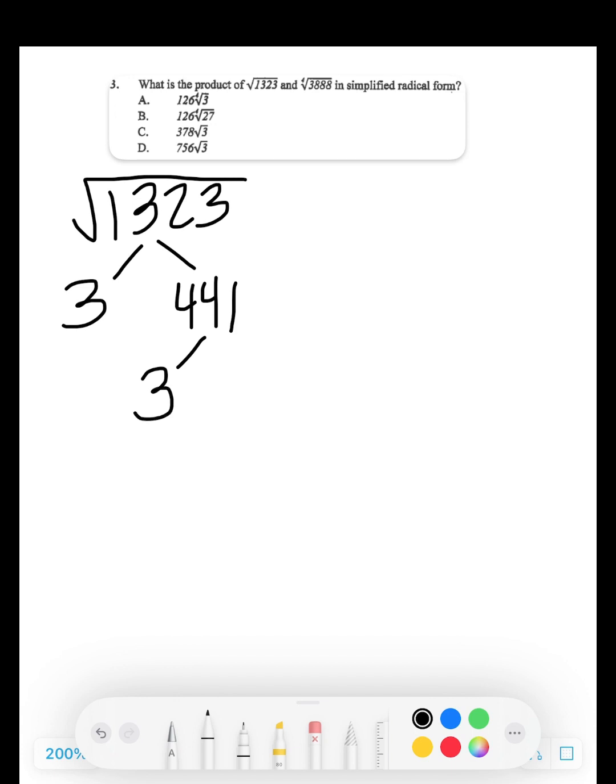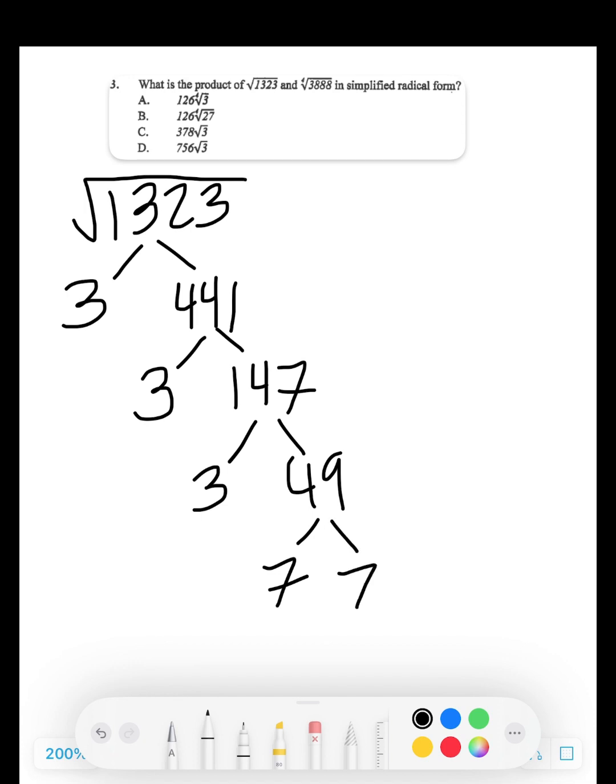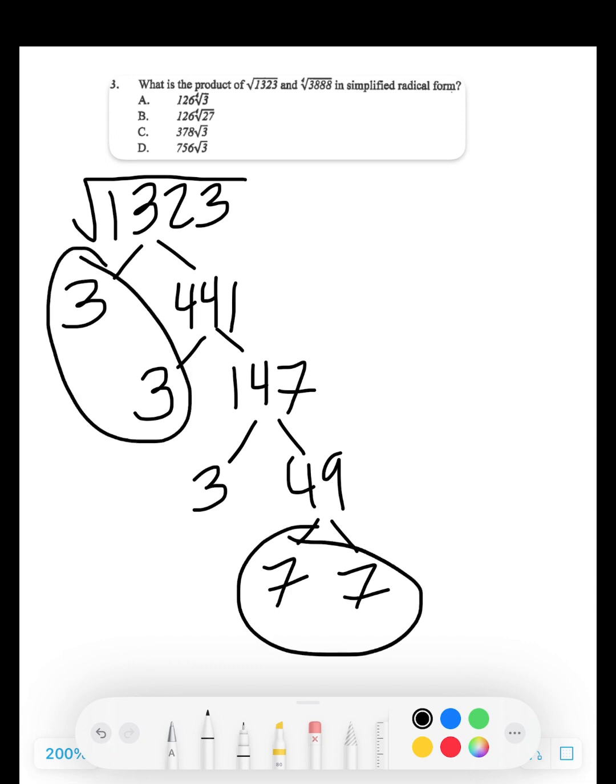Divide again by 3, and we get 147. Divide again by 3, and we get 49. And we know that 49 is 7 times 7. Since this is a square root, we're looking for as many pairs as we can. So we have a pair of 3's and a pair of 7's. I can bring out a 3 times a 7, and there's one little 3, bless its heart, left inside. So this simplifies to 21 radical 3.